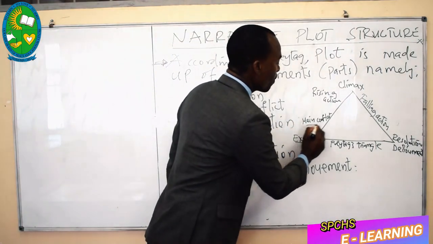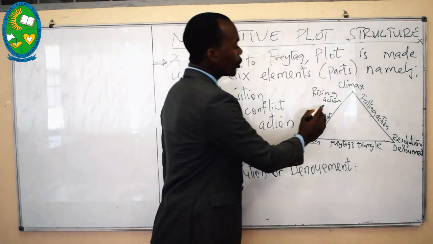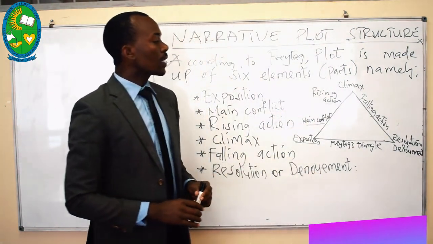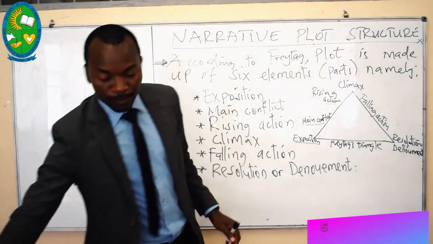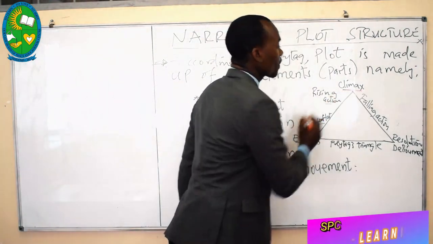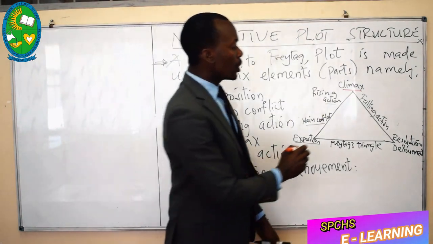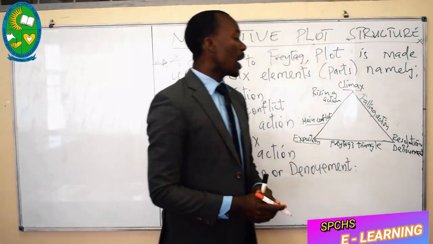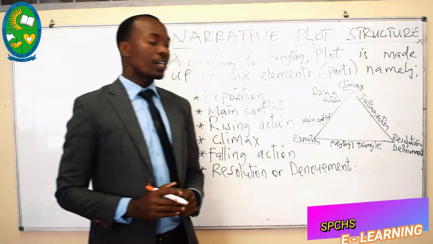We have what we call the main conflict. We have rising action. And at the top of the story, we have the climax. After the climax, we have another part which is called the falling action. And lastly, we have resolution or denouement.